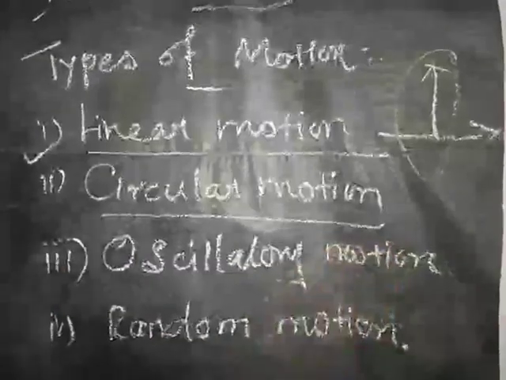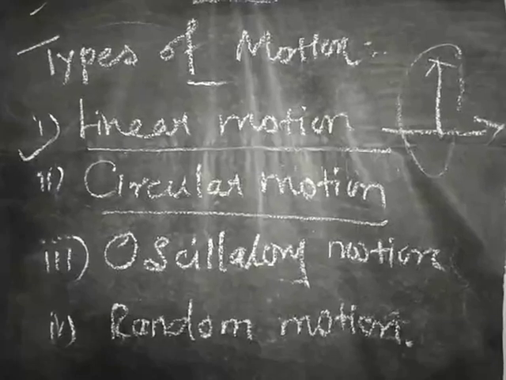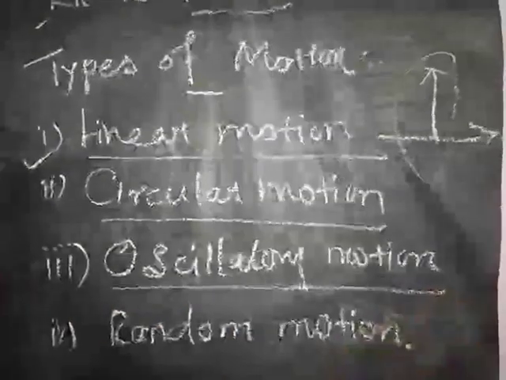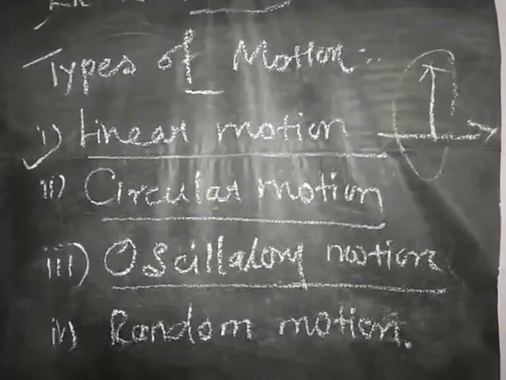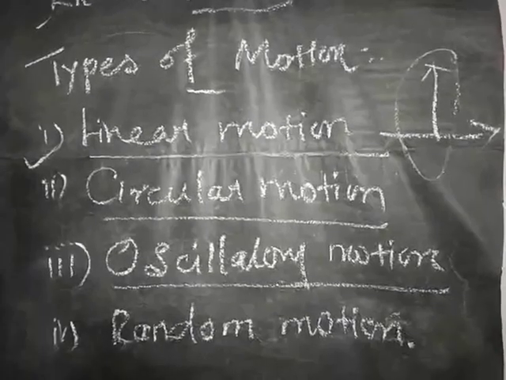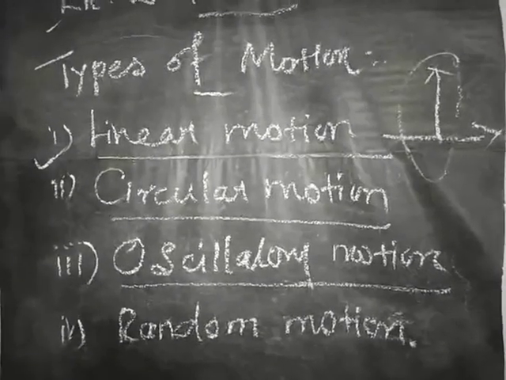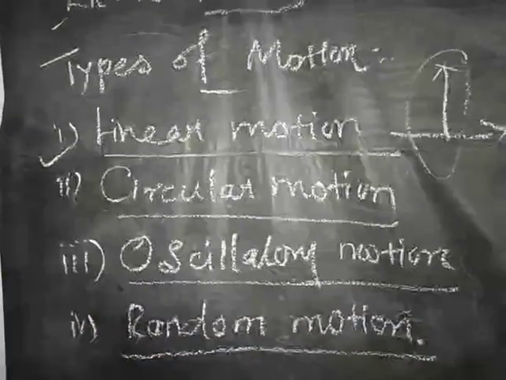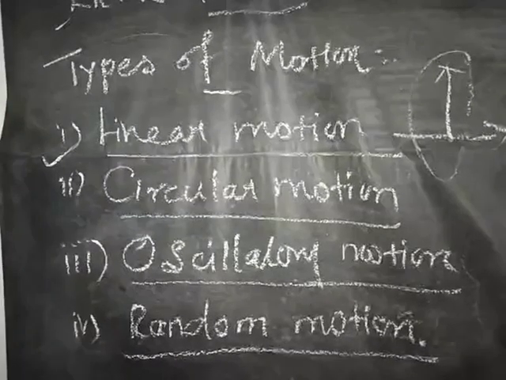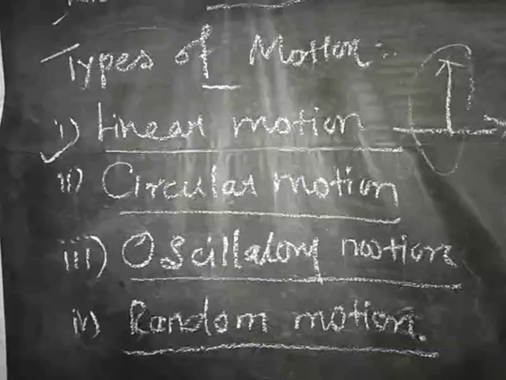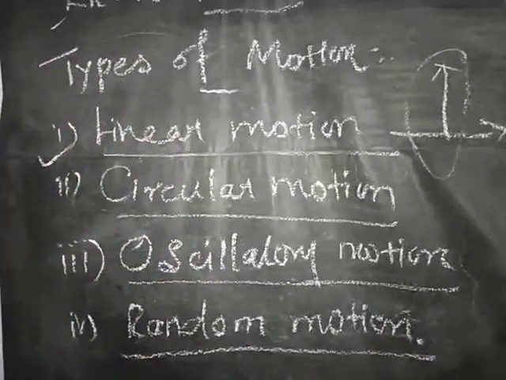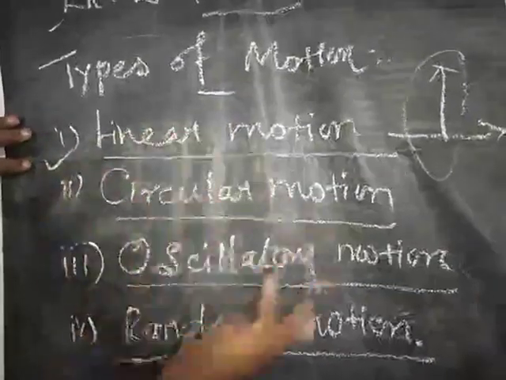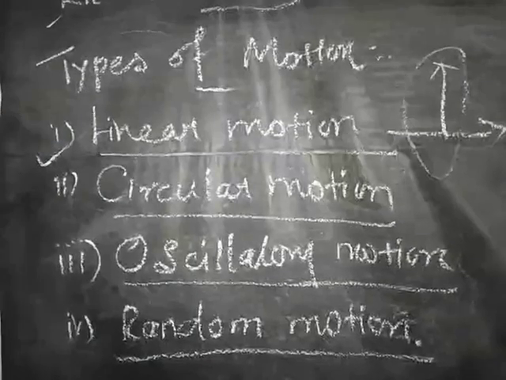Second one, circular motion: motion along a circular path. Third one, oscillatory motion: repetitive to and fro motion of an object at regular intervals of time. That is called oscillatory motion. Fourth one, random motion: motion of an object which does not fall under any category. So it is called random motion. All the other motions apart from those come under random motion. That is the definition for random motion.